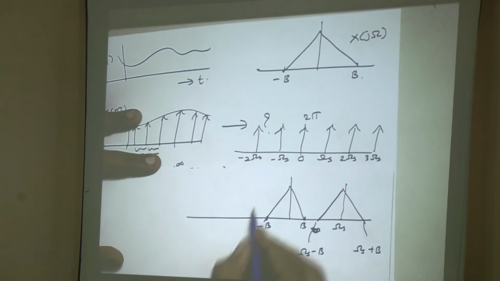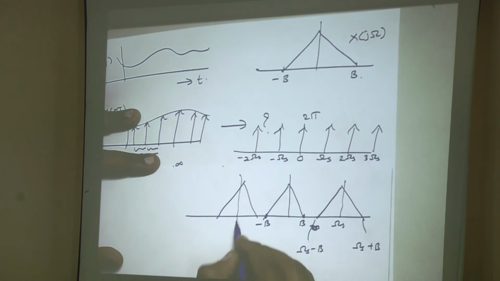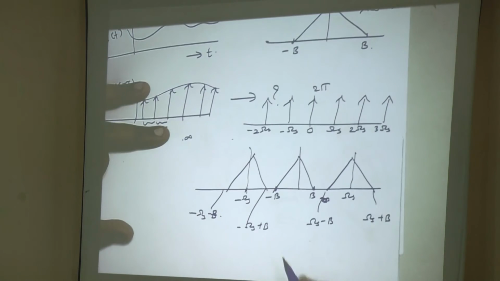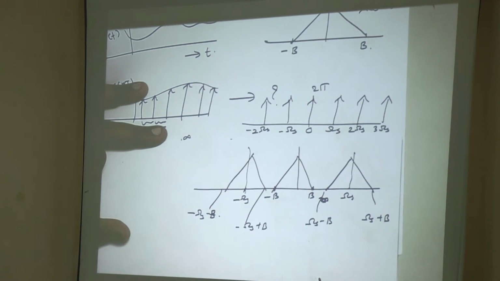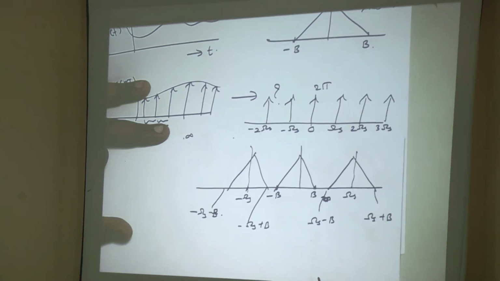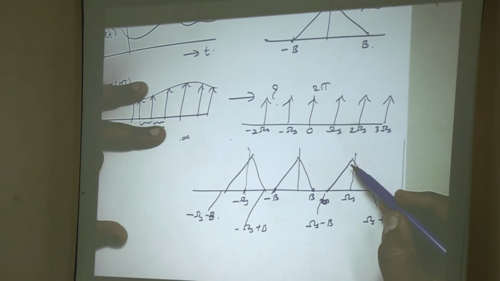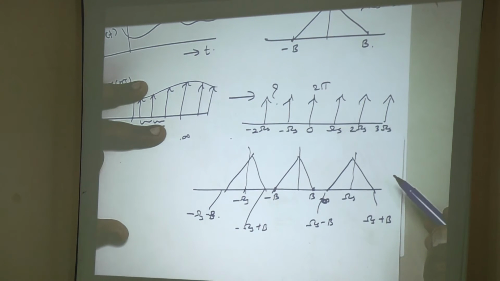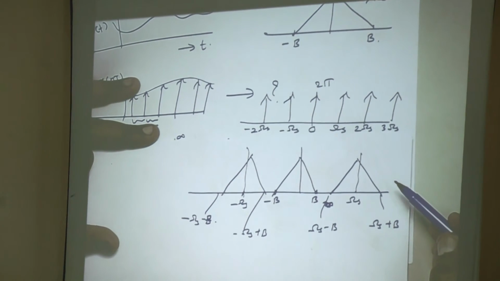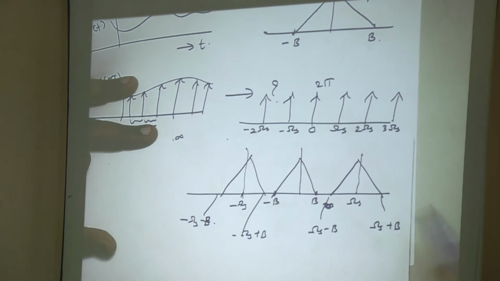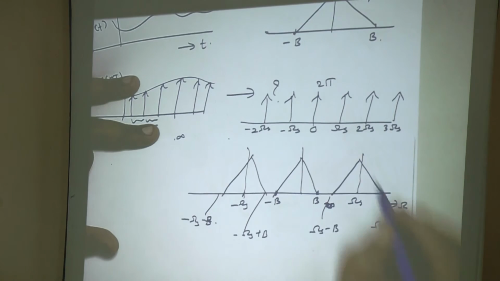Alright? Similarly, on the left hand side, it will be like this. What is this value? Minus omega s. What is this value? Minus omega s plus b. What is this value? Minus omega s minus b. So the Fourier transform of a sampled version is periodic with period omega s. What is this scale? This scale is still omega.